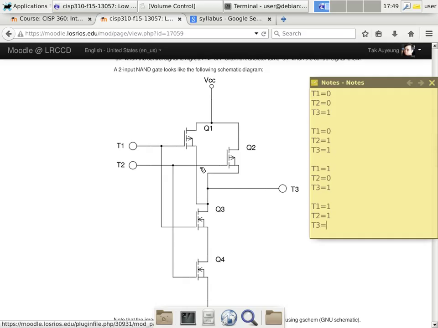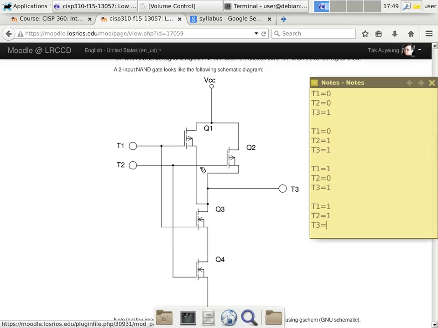T1 is high, so Q1 is up. T2 is high, Q2 is off. In other words, I cannot find a single path from T3 to VCC. Well, that simply means the signal is floating. It's not driven one way or another. So now we want to look at Q3 and Q4 and say, is it driven low? Do we have a path to go to ground?